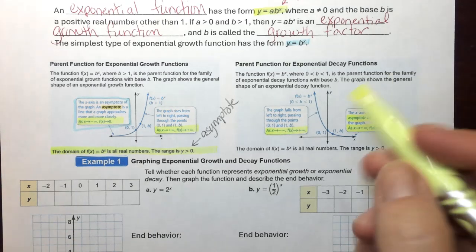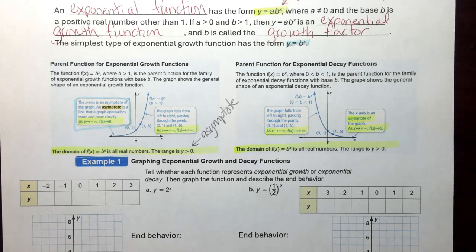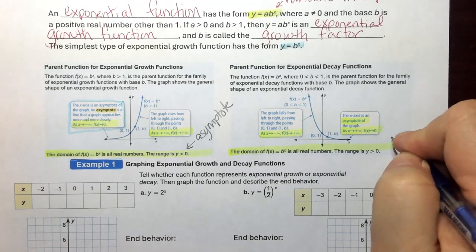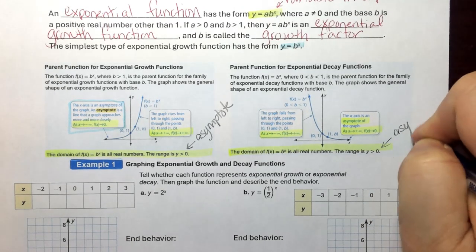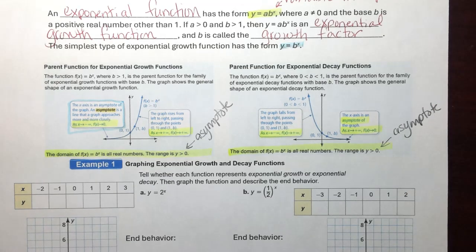All right. Again, even for a decay function, your domain is all real numbers. The range is y is greater than 0. This number does change based on your asymptote. So it is important to be able to determine what your asymptote is.